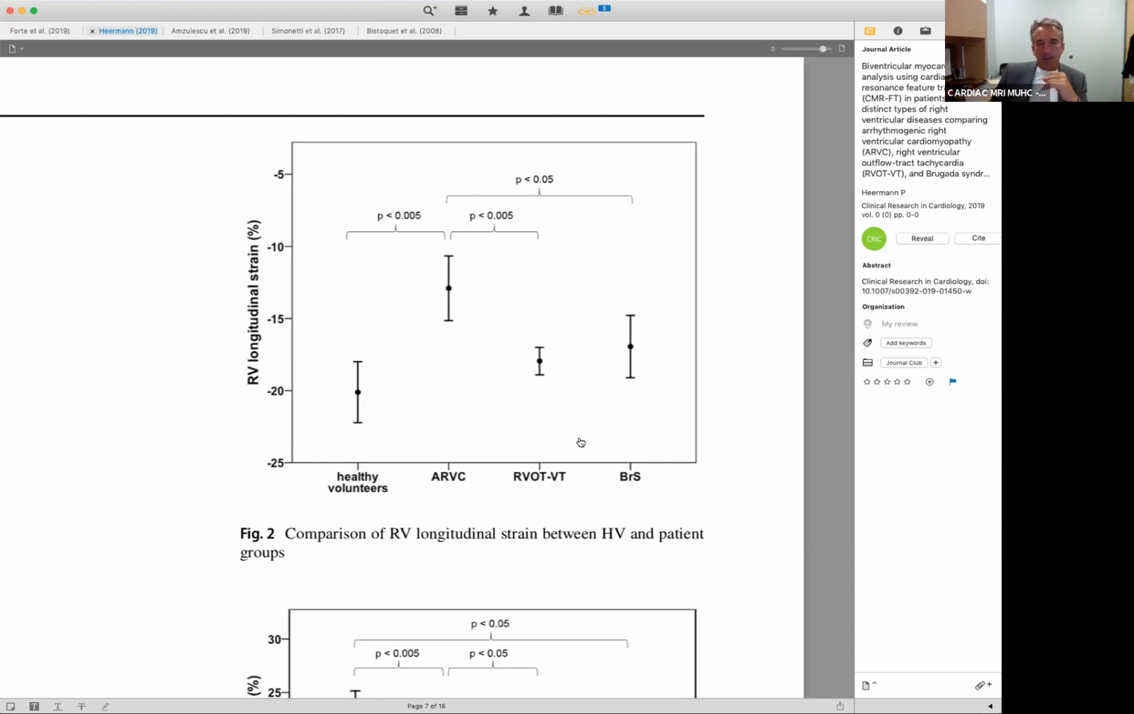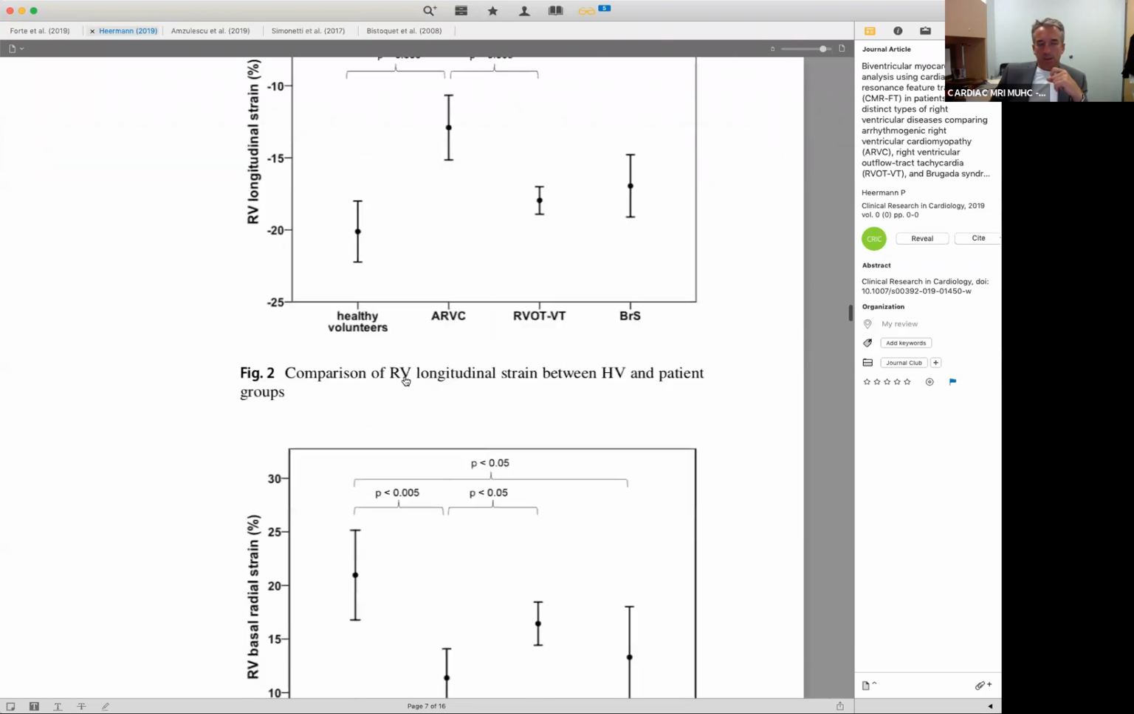One might also argue, yeah, because ARVC, by the 2010 Marcus criteria they used, is defined by a reduced right ventricular contraction. So no wonder that your longitudinal strain is reduced. But anyhow, the longitudinal strain, which is probably the more reliable of all of them, shows a clear distinction from ARVC to all others, which makes sense because in RVOT you typically do not have a lot of morphological abnormalities, as with Brugada syndrome. These are only subtle, and in healthy volunteers you still have variation, but not necessarily a lot.